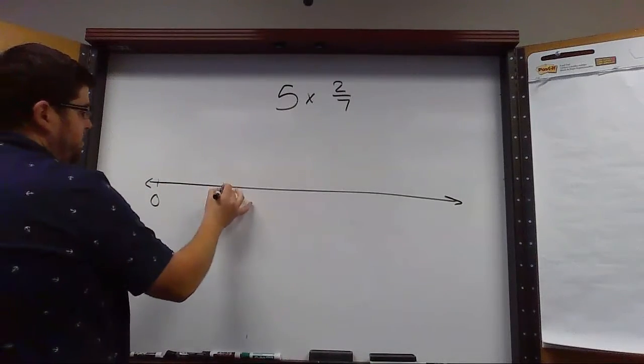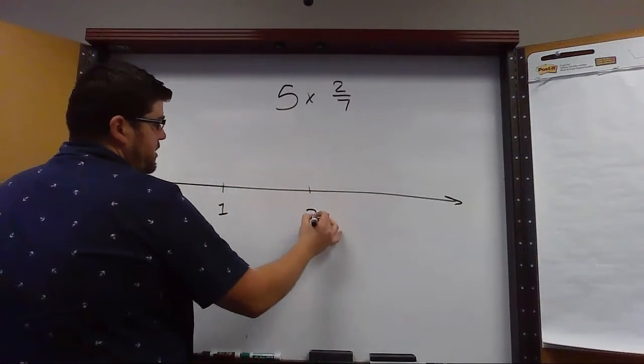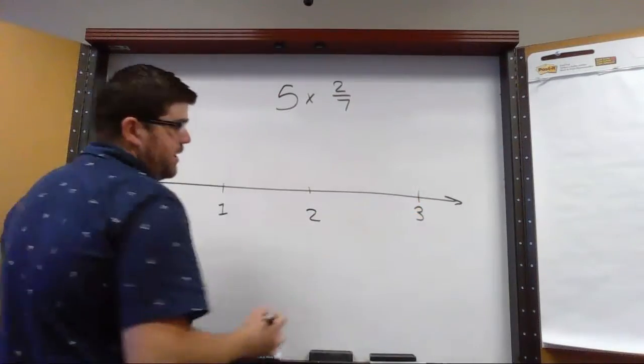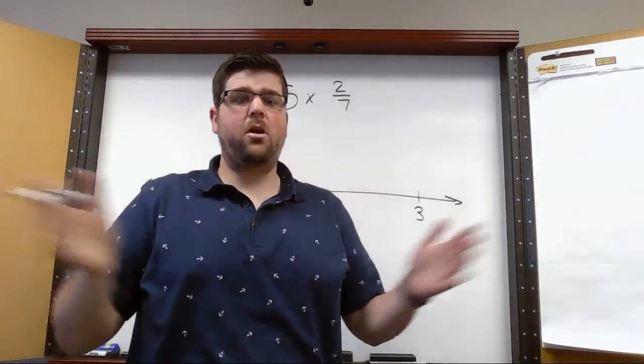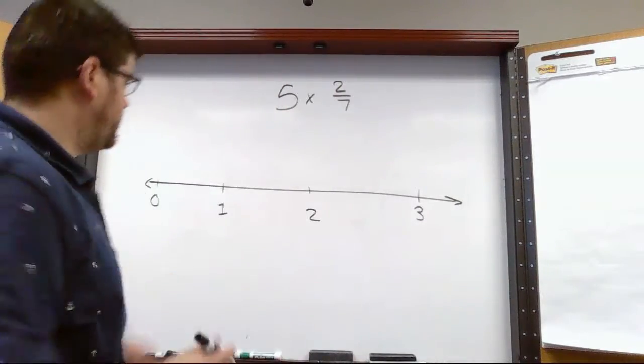I'm just going to do it into 3: 1 and 2 and 3. And just as you get a feel for fractions, you'll kind of know how long or how small to do your number line, but 3 is going to work for us.